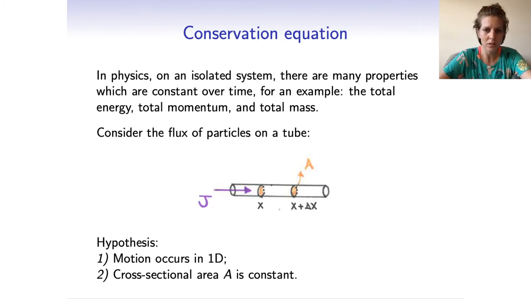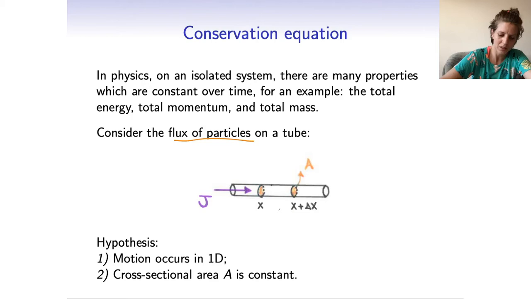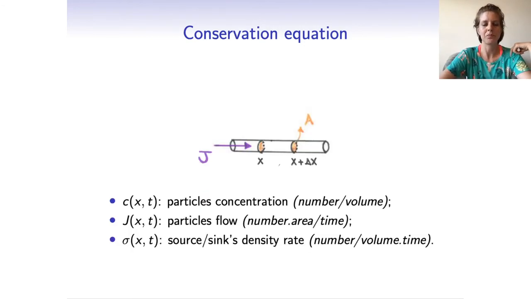So we consider that we have a 1D tube, and a flux of particles is coming from the left to the right, and we have some cross section area A. Then we define C of x,t as the particles concentration, which has the unit of number of particles per volume.